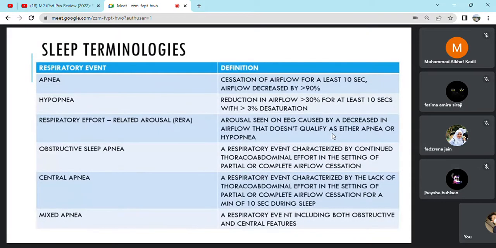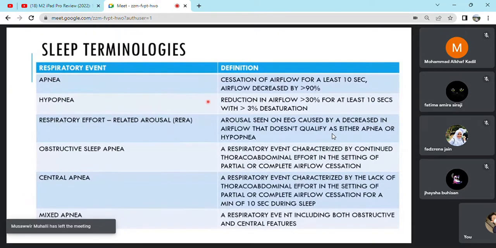Okay, so before finally we will be talking about your obstructive sleep apnea, I would just like you to look at the different terminologies that we often encounter when you talk about your obstructive sleep apnea. Okay, so we have to be familiar with this one because when you are talking about obstructive sleep apnea, you will often hear these terminologies. Okay, so when you talk about apnea, that is usually the cessation of airflow for at least 10 seconds. And you expect that the airflow will decrease by more than 90%.